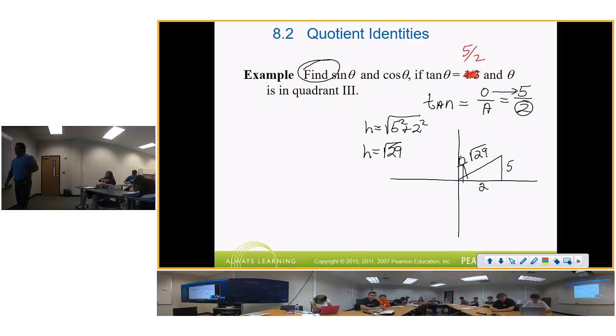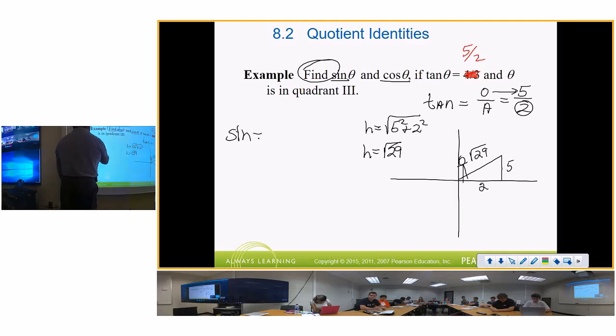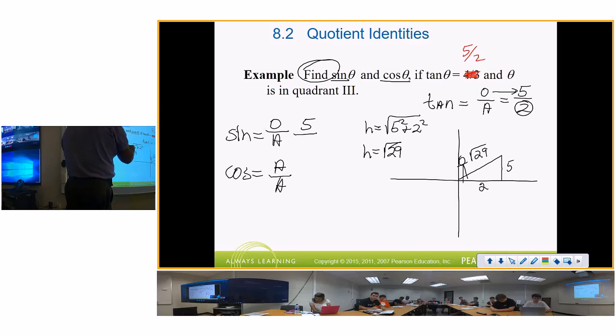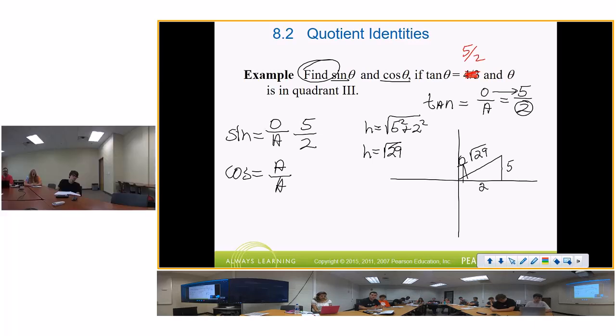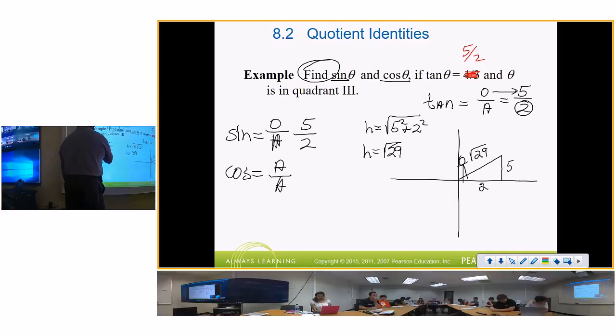Anyway, now I've got all my parts. Now I'm going to say, okay, they want the sine and the cosine. So I'm going to go over here and say sine is equal to opposite over hypotenuse, cosine is equal to adjacent over hypotenuse. So I go over here and I say opposite is 5, and adjacent is what? 2? Yeah. Hypotenuse, I'm sorry, I can't read my own writing. Square root of 29. There we go.